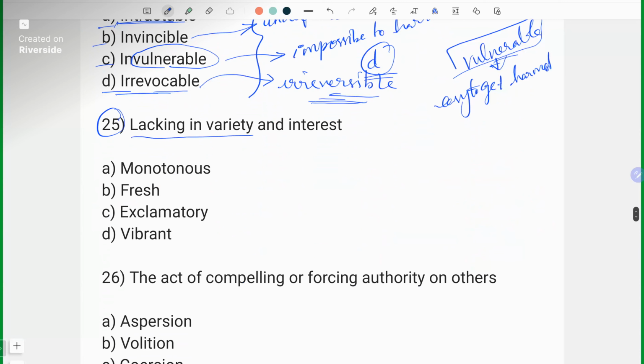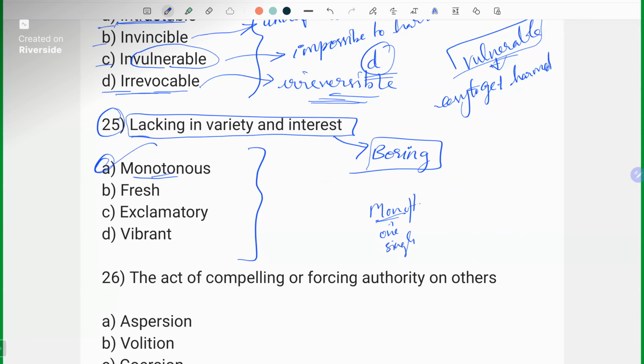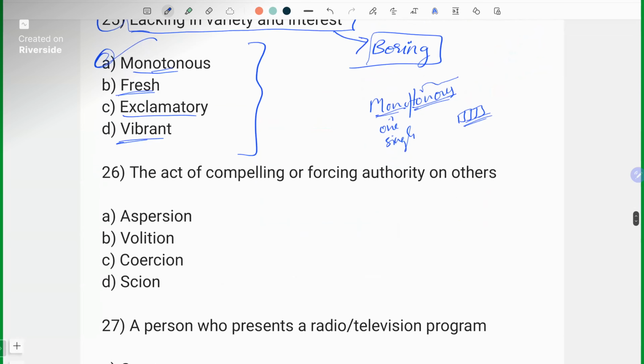Question 25. Lacking in variety and interest. I say boring. And monotonous means something which is repeated, some process. So the same thing which is repeated, which is boring, that is monotonous. Okay. Fresh, exclamatory means excited. Vibrant means lively, that is the meaning.